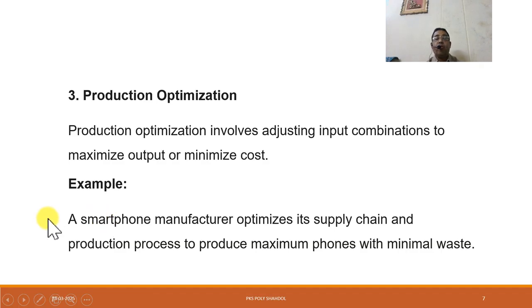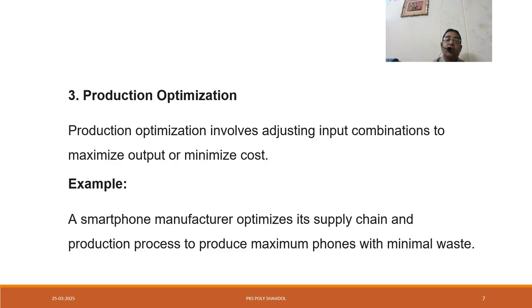Similarly, third topic here, production optimization. Production optimization involves adjusting input combinations to maximize the output or minimize the cost, because every business wants to minimize the cost and maximize the output. This is called the production optimization.